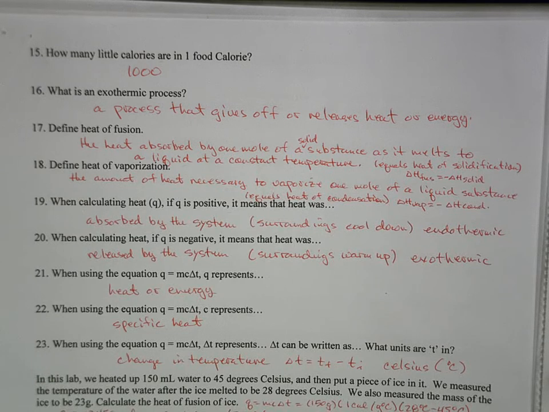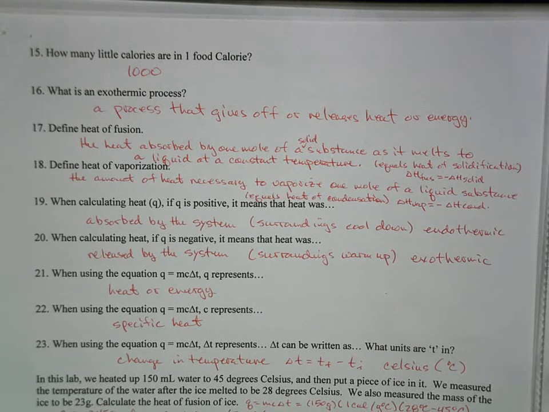19, when Q is positive. Okay, positive. Temperature went up, so it has to absorb heat. Endothermic. 20, Q is negative. Temperature had to drop. Okay, got colder. It's exothermic. But 2 parts. The system in 19 is endothermic, but then that means the surroundings had to cool down.